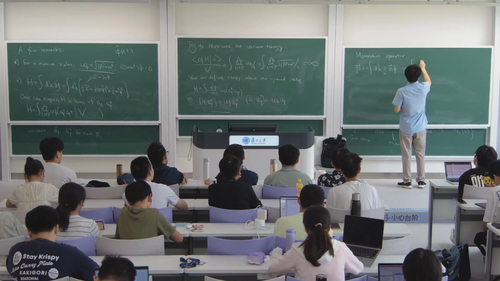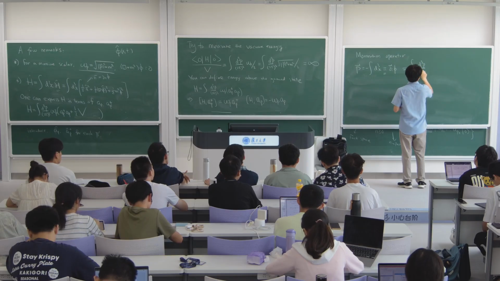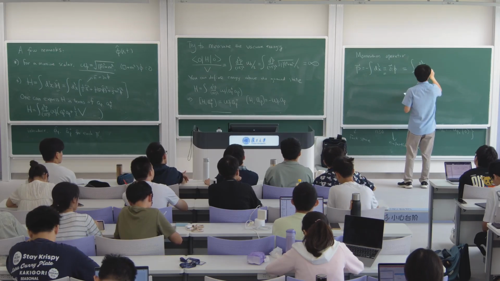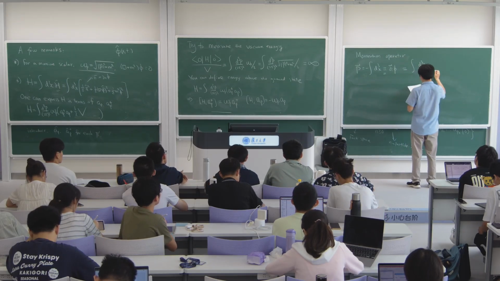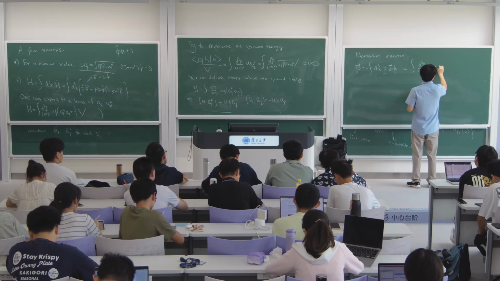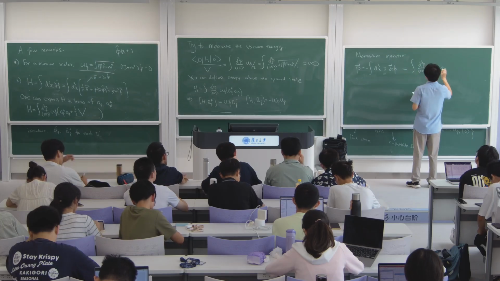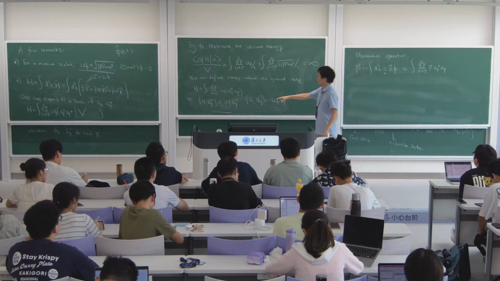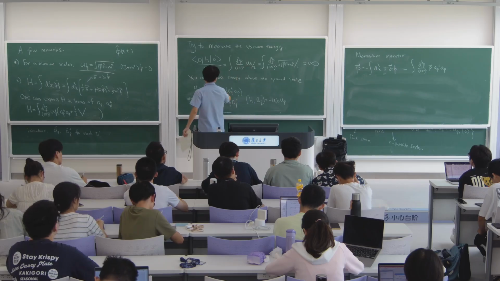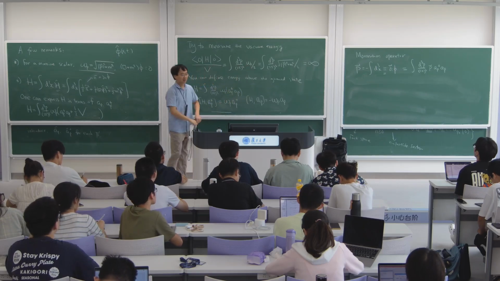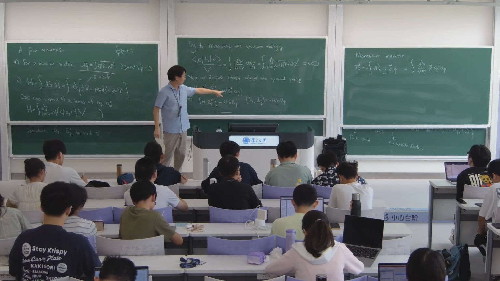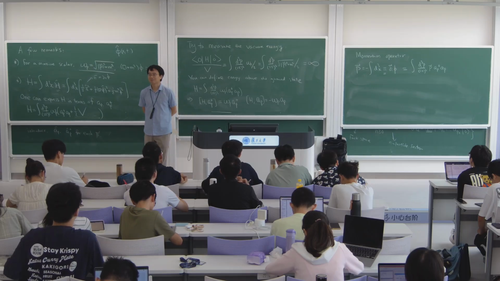Then what you get is the integral over p of p times a_p dagger a_p, very similar to this one. Here is the omega_p a_p dagger a_p, and here is the p a_p dagger a_p.